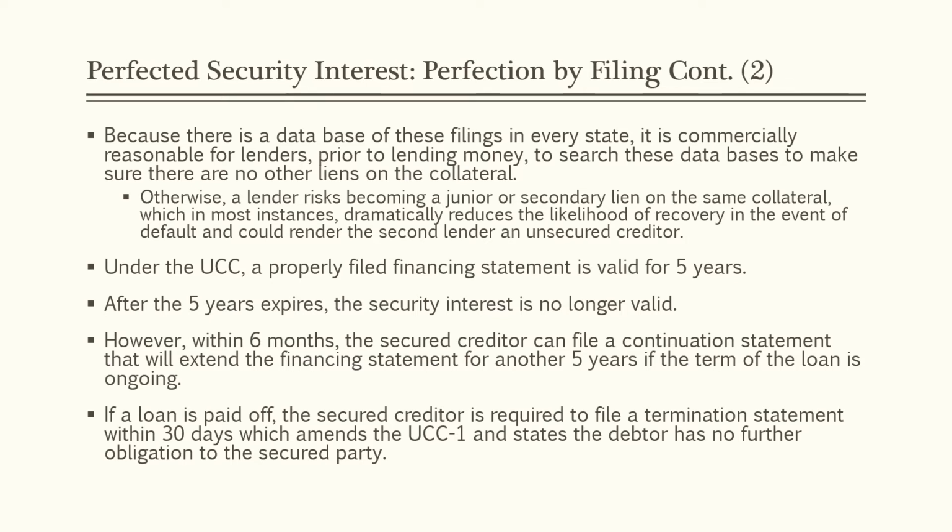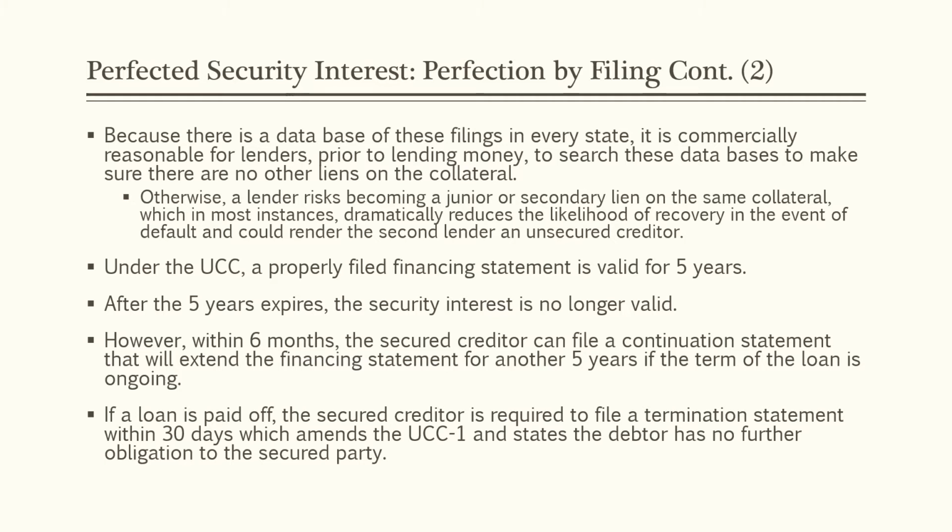So now that we've discussed perfection by filing, let's go through an example. A Kansas business owner, ABC Painting Inc., borrows money from Big Bank and uses the business's equipment as collateral for the loan. The bank, as a secured creditor, files an electronic UCC-1 financing statement with the Kansas Secretary of State's office, specifically giving ABC Painting Inc.'s legal name per the Kansas Secretary of State, its own name, and a specific description of the equipment as collateral.